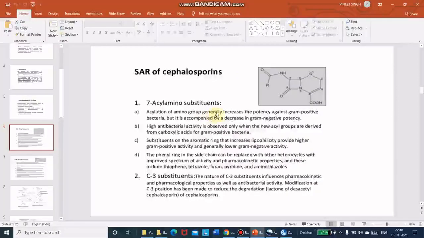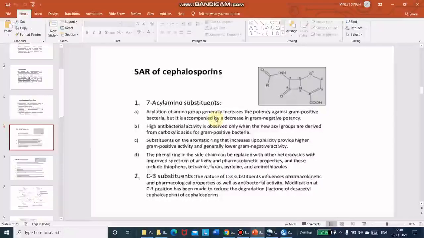So one of the main substituent positions is 7, acylamine substituents. क्या होता है पहले? Acylation of amino group generally increases the potency against gram-positive bacteria, but it is accompanied by a decrease in gram-negative potency.